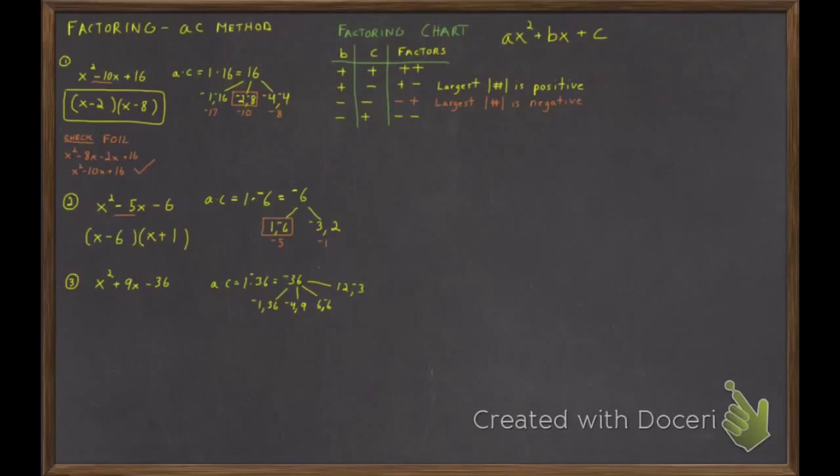Now when we do the sums of each, we can see that we have negative 1 plus 36 is positive 35. Negative 4 plus a 9 is 5. 6 minus 6 is 0. And 12 plus a negative 3 is 9. And we want to make sure that our sum equals positive 9. So we see that our choice would be 12, negative 3. So like we've been doing, we have our parentheses. We have our x, and our factors would be plus 12 and minus 3.